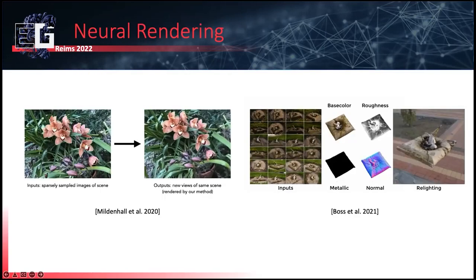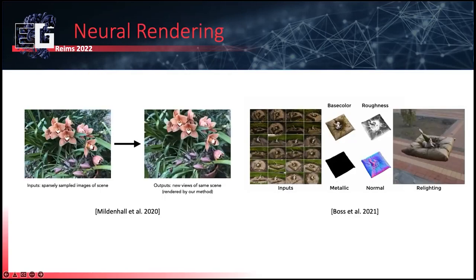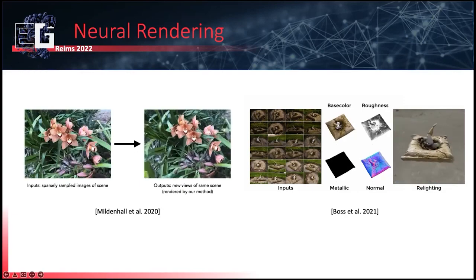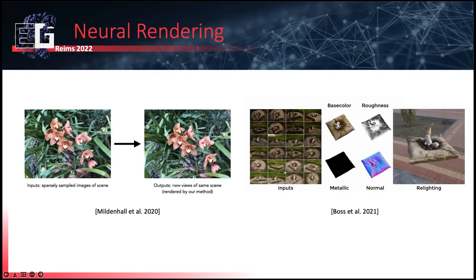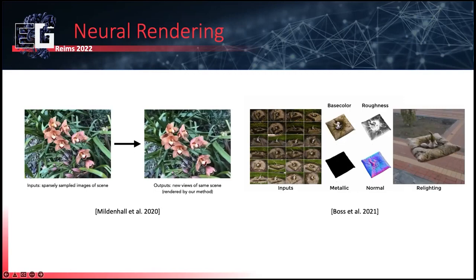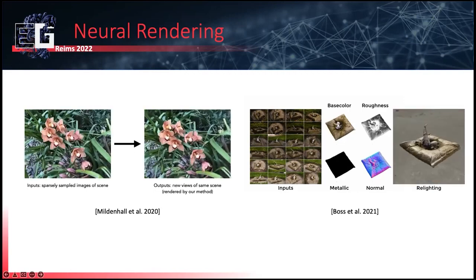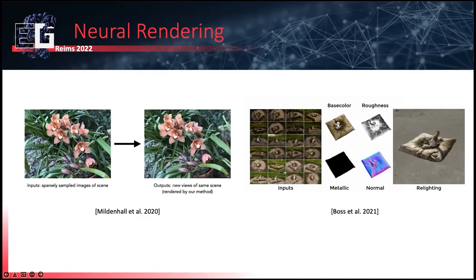Neural rendering also aims to generate photorealistic images of a scene with the same set of 3D controllable parameters. However, instead of directly taking these 3D parameters as inputs, neural rendering methods learn to generate images directly from some input observations of a scene.